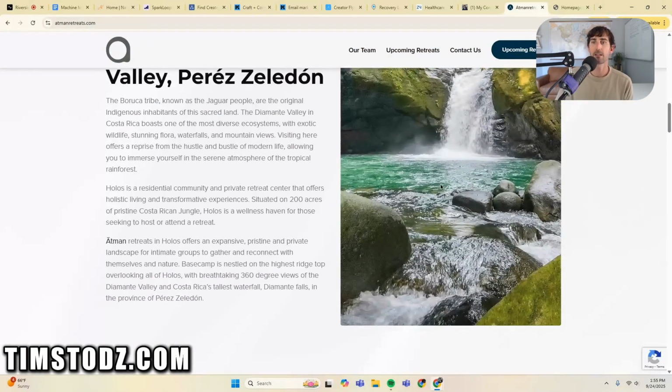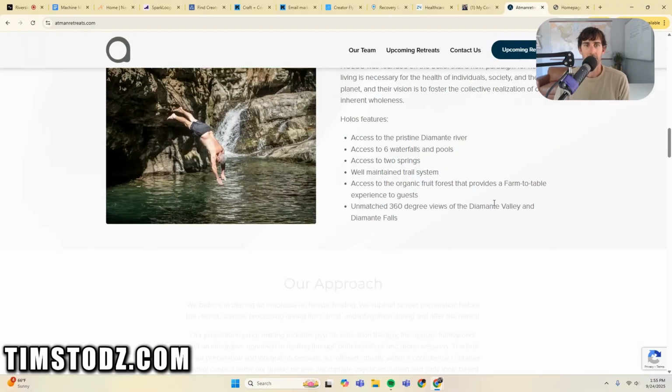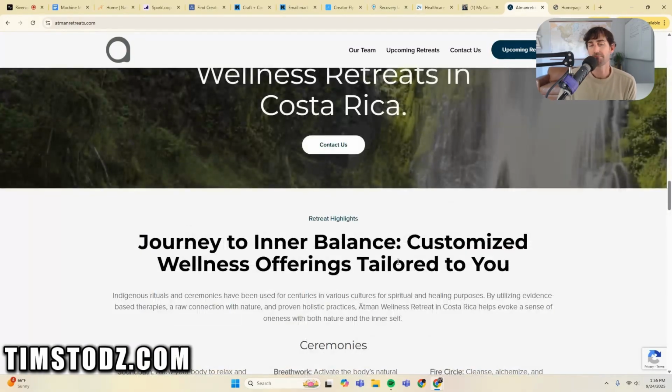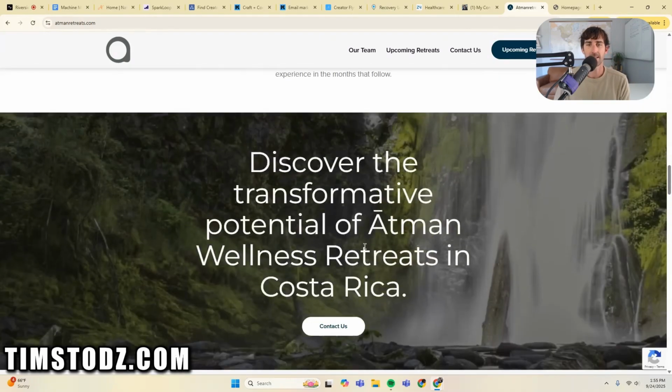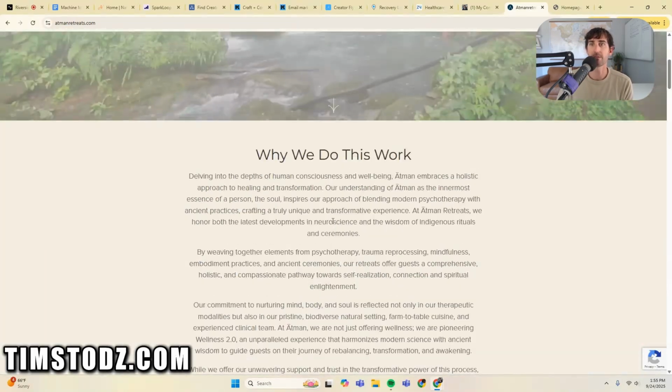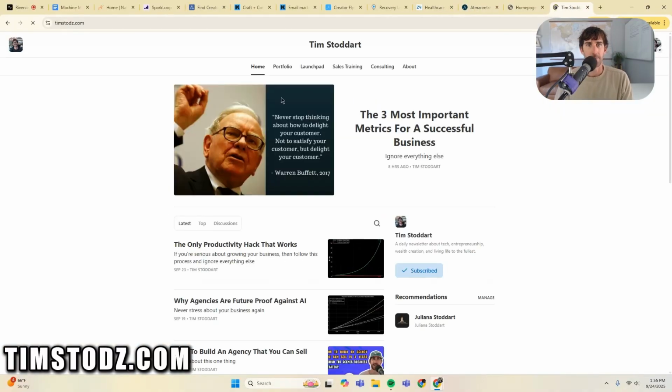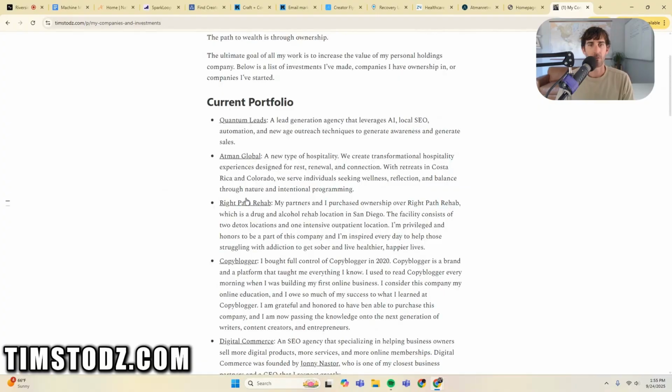And so we created this monthly retreat in Costa Rica, and it's absolutely beautiful and it's amazing. This company is not quite profitable yet, at least not to the extent that we can give out distributions, but even still, this is a really valuable piece of my portfolio now. And in addition to that, Right Path Rehab.